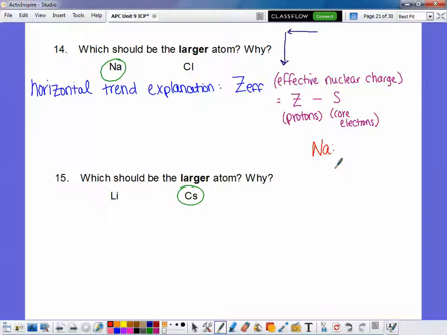How many protons does sodium have? 11. And how many core electrons? Now, core electrons are all the electrons except the valence electrons. Sodium has 10 core electrons because it only has one valence. And 11 minus 1 is 10. So what is 11 minus 10? 1. So sodium's Zeff is 1. Its effective nuclear charge is fairly low.